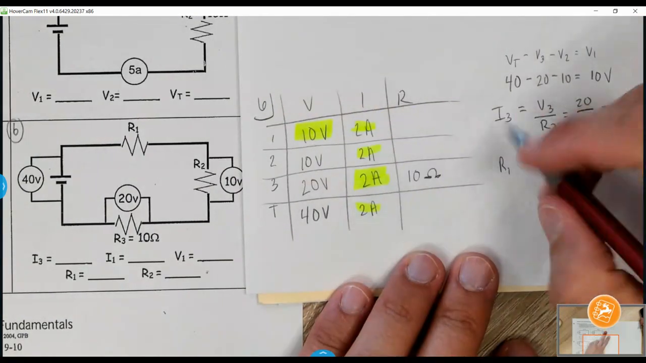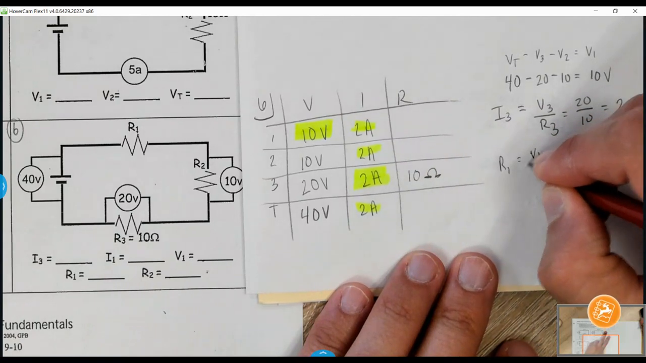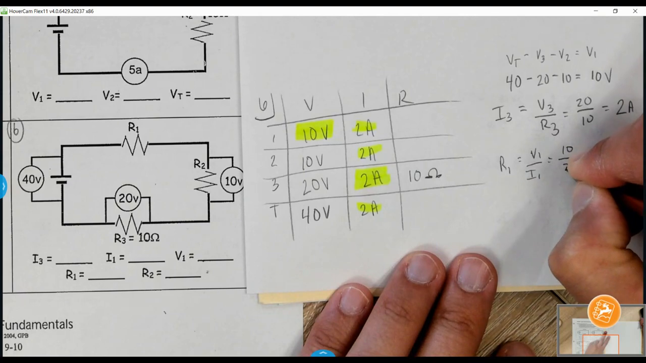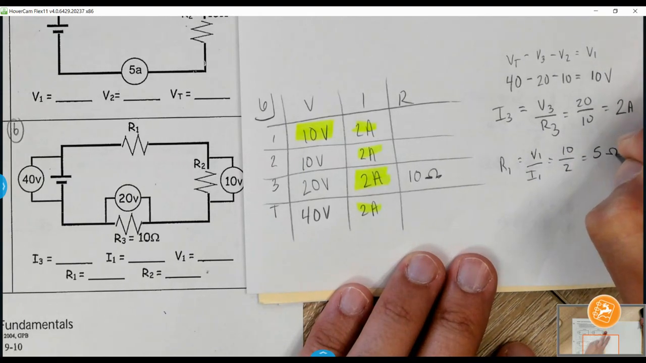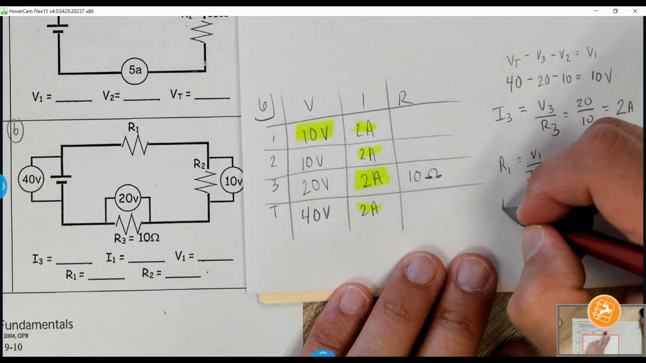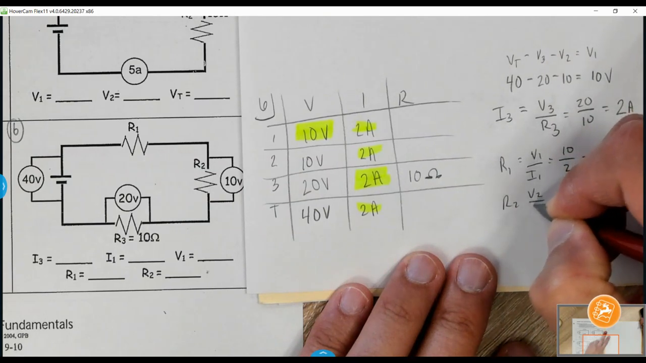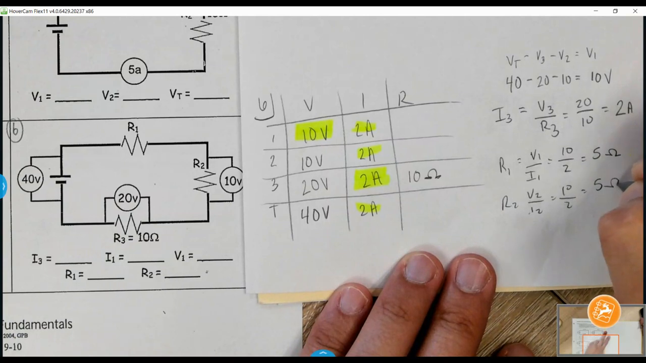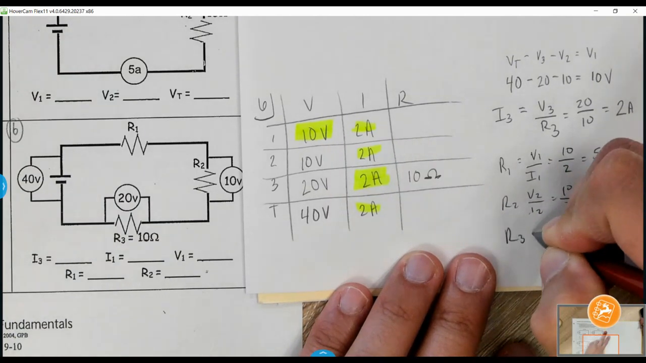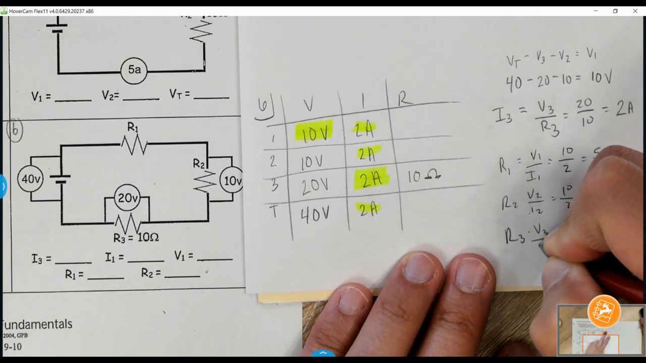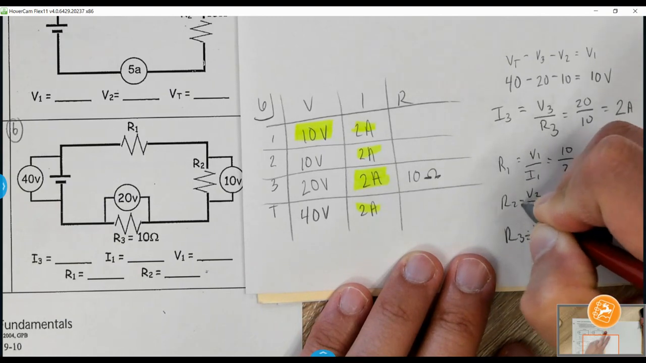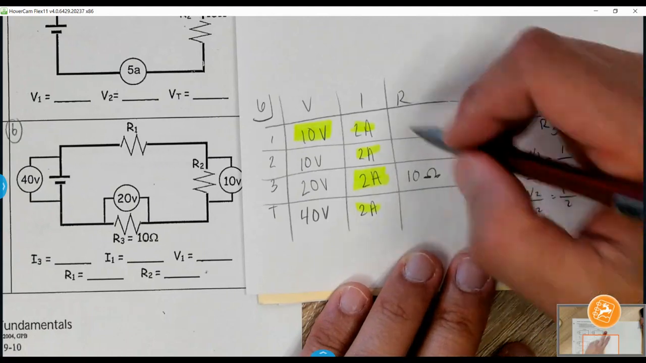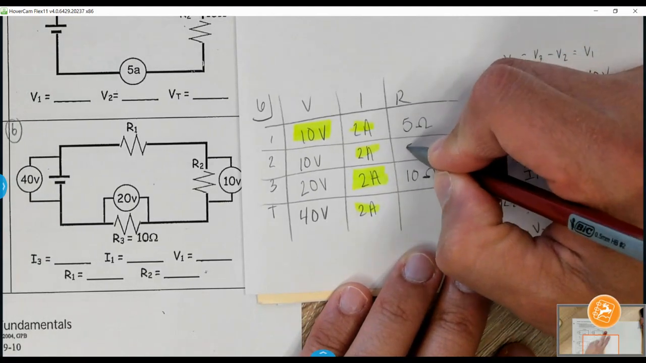V divided by I. So R1 is V1 over I1, 10 over 2, and that's 5. The next one just happens to be the exact same thing. R3 would be V3 over I3. Oh, we already have that. So we get then 5 and 5.